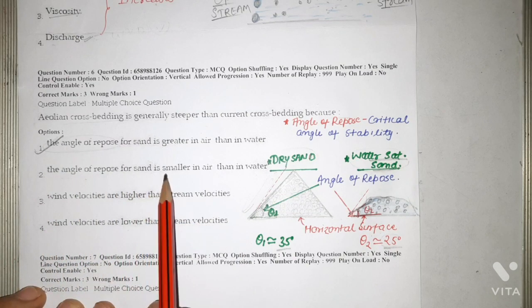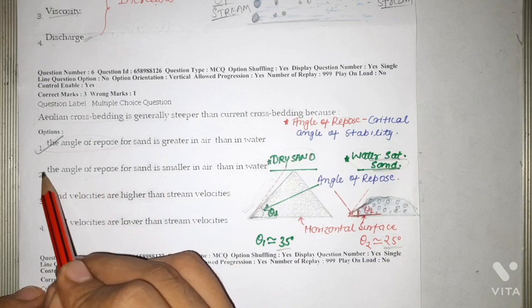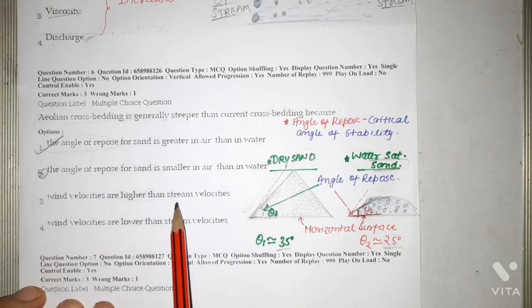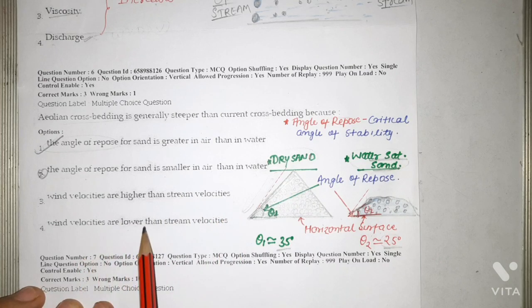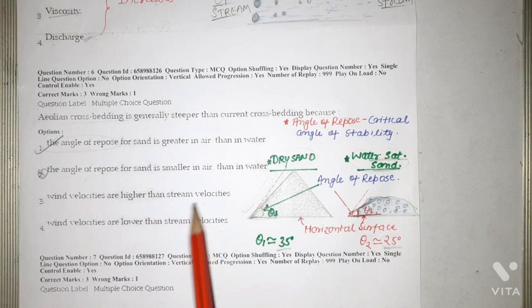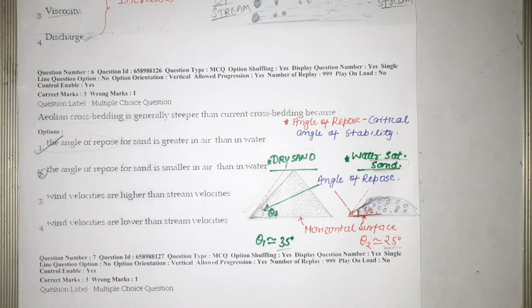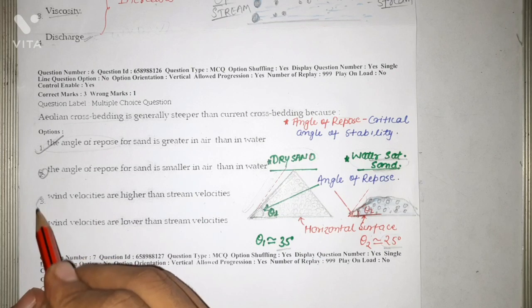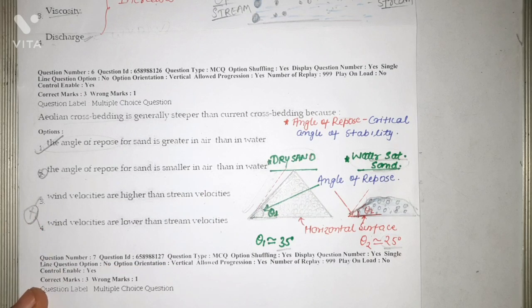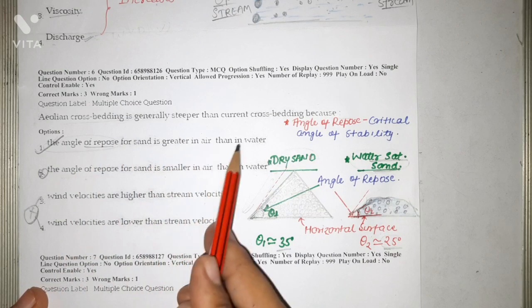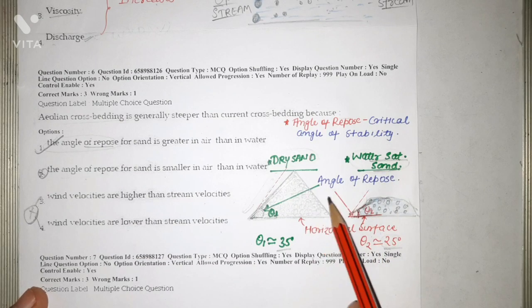The angle of repose for sand is smaller in air than in water. This is just reverse, so this is not the correct answer. Wind velocities are higher than stream velocities, or wind velocities are lower than stream velocities. Now, these are not the conditions responsible for the steepness of aeolian cross bedding, because wind velocities may be higher or lower as compared to stream velocities. So both are not the condition for steepness of aeolian cross bedding. The only condition that is satisfied is that the angle of repose for sand is greater in air than in water. You can clearly understand this by this graph, or you can say this diagram.